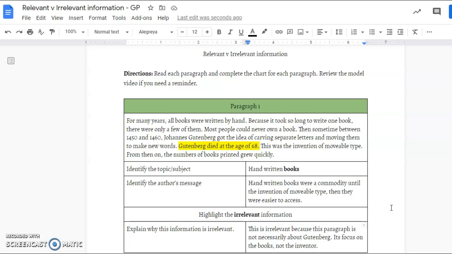You guys are going to practice this with two different paragraphs. Okay, you're going to do the same thing. You're going to identify the topic and subject. You're going to identify the author's message. It does not have to be the best written sentence, but I do want you to take a crack at what the author's message is. Okay, what is the author saying about the topic or subject? I want you to highlight the irrelevant information, just like I did right here. Okay, and then I want you to explain why this information is irrelevant. Okay, so I wrote 2 sentences. You can write 2, you can write 1, you can write 3, whatever makes you happy, as long as what you're thinking is being brought across in your sentences. Please make sure they are complete sentences.